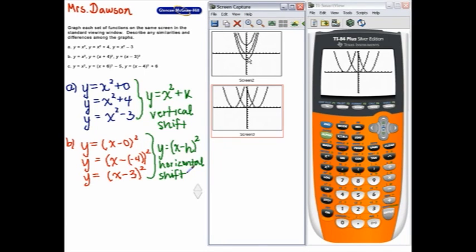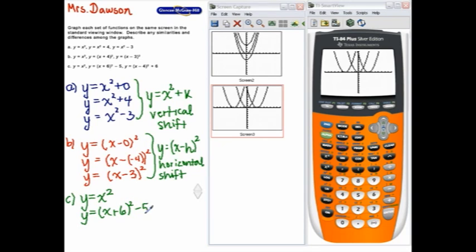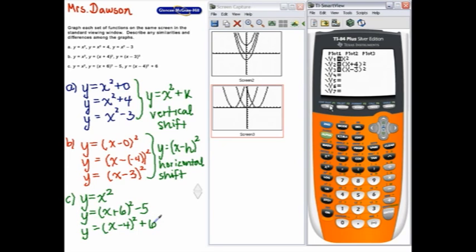So we've got part A, where we were moving the parabolas up and down, part B, where we're moving the parabolas left and right. So for part C, we'll once again begin with y equals x squared, but this time we'll have both transformations. X plus 6 quantity squared minus 5, and x minus 4 quantity squared plus 6. So back to the y equals.